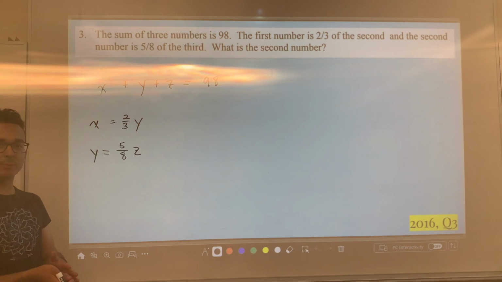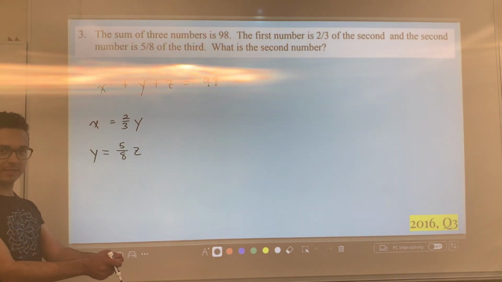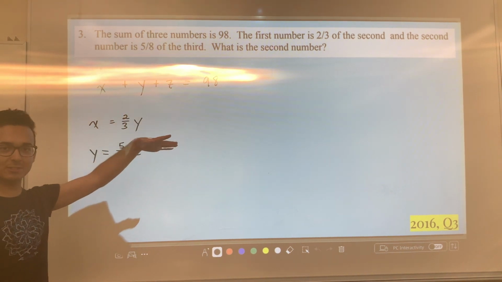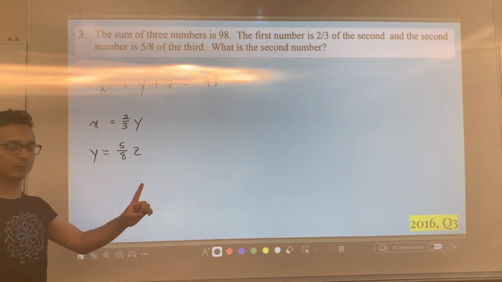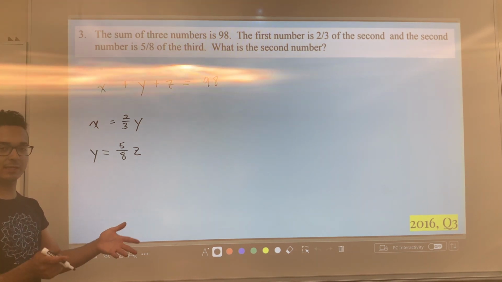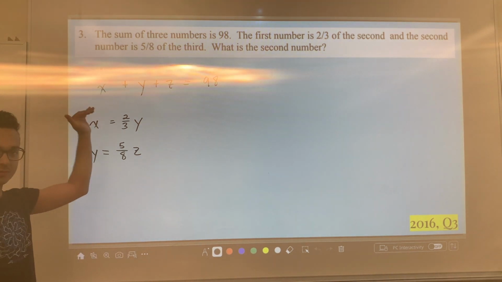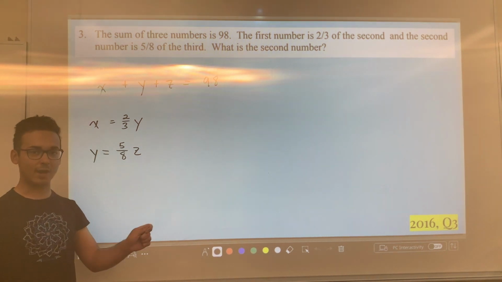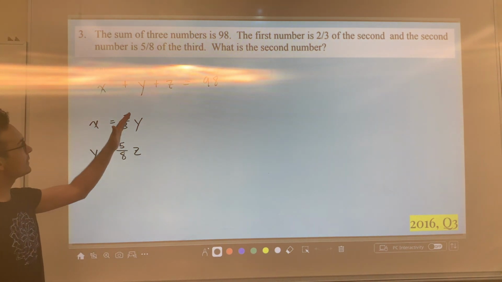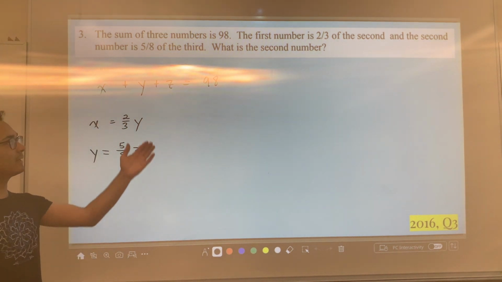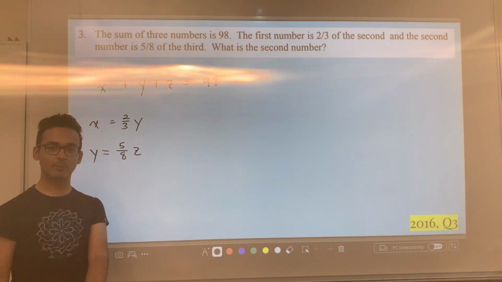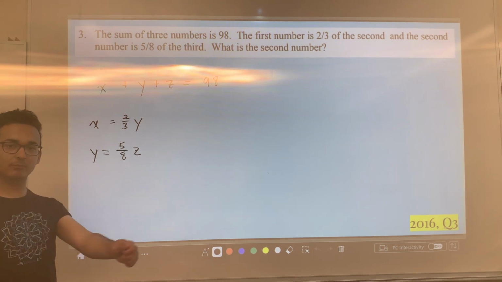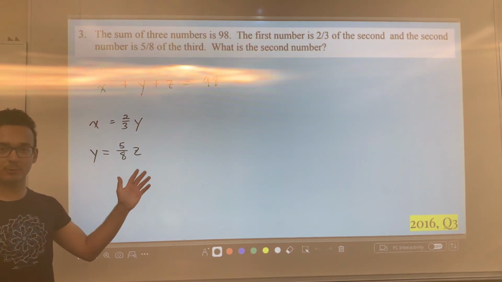Now, to be able to solve this equation, we are going to have to get everything in terms of one variable, because we only have one equation. And if we only have one equation, we need only one variable to solve it. If we had two variables, there would be an infinite number of solutions. So let's get this all to one variable. And to do that, I'm going to express everything in terms of y. The reason I'm doing that is because y is the second number, and the question is asking for the second number. And so I'm going to write everything in terms of y so that when I get the answer, everything is already solved. We don't have to do any other steps.